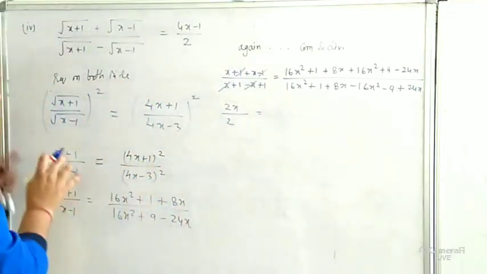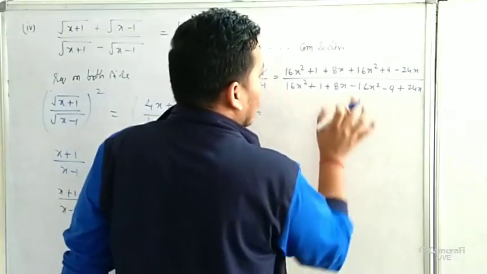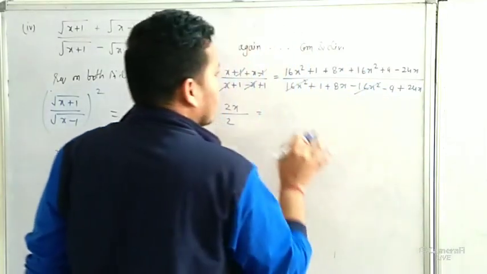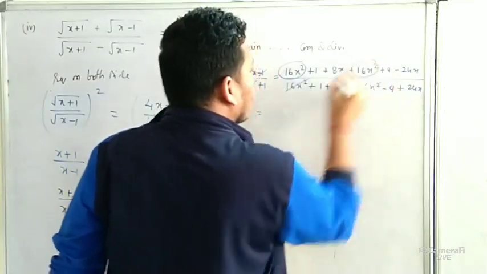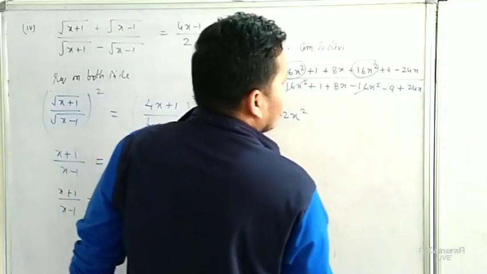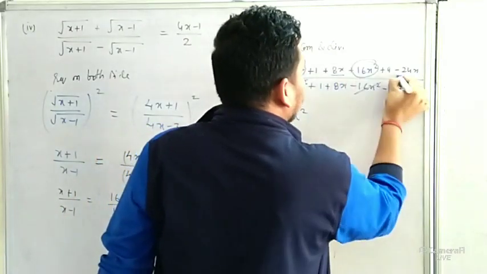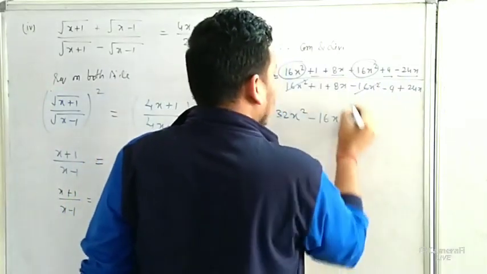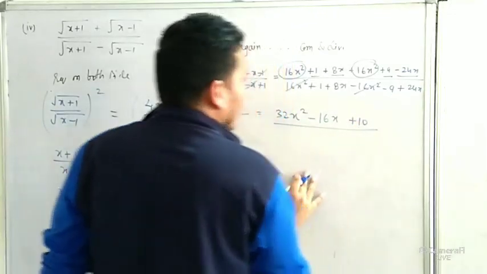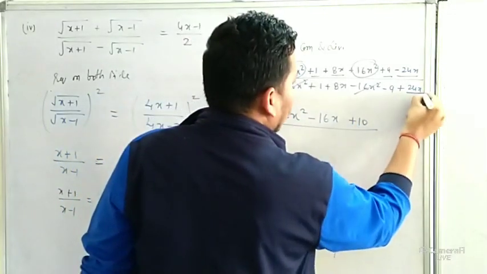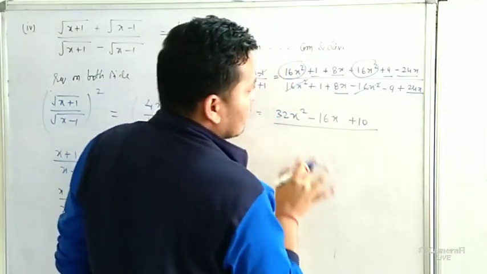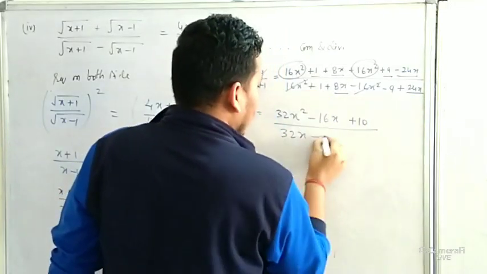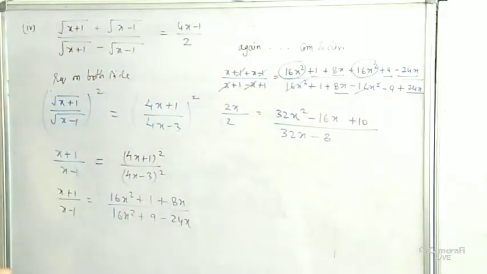So look, the left hand side becomes simple. Here nothing cancels in the numerator, but in the denominator 16x square cancels. Now 16 and 16, 16 twos are 32, so 32x square, next 32x square, then 8x square minus 24x square, so minus 16x and 9 plus 1, so 10, and upon what is remaining in the denominator, 24x plus 8x, so 32x, and minus 9 plus 1, so minus 8. So here we can apply cross multiplication.